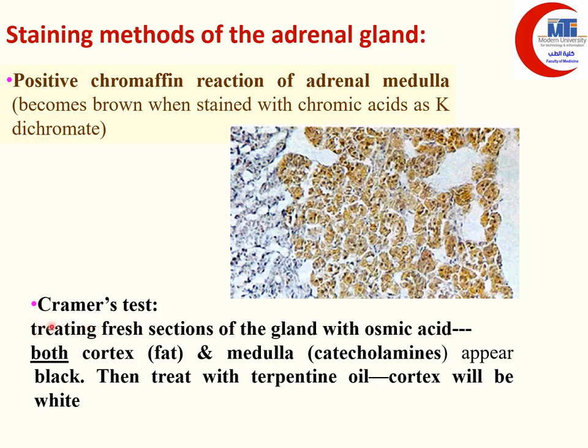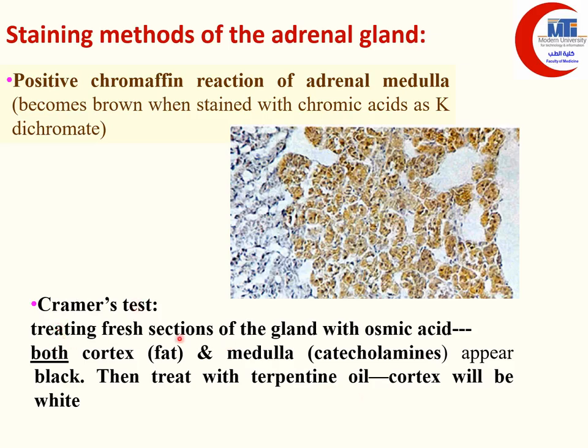Another test is called the Cramer's test. What is this test? This test has two steps. In the first step, we treat the adrenal gland with osmic acid, and in the second step, we treat the adrenal gland with turpentine oil.